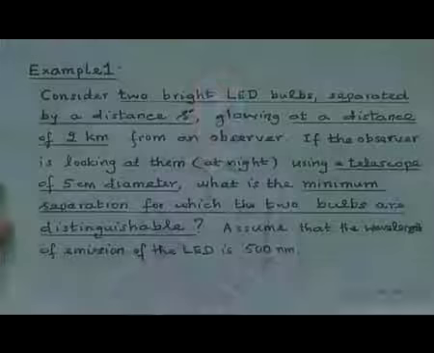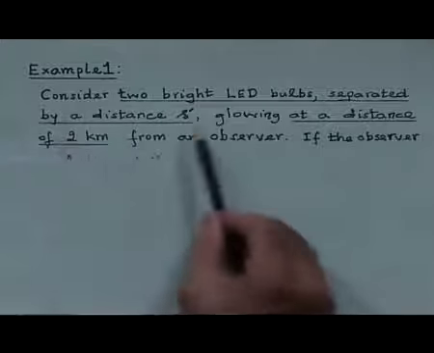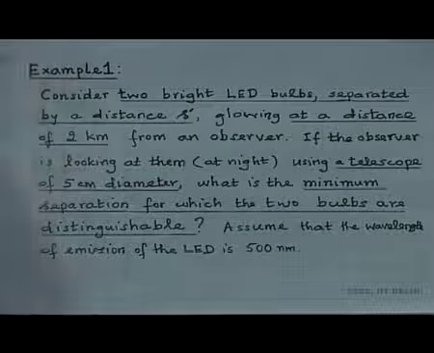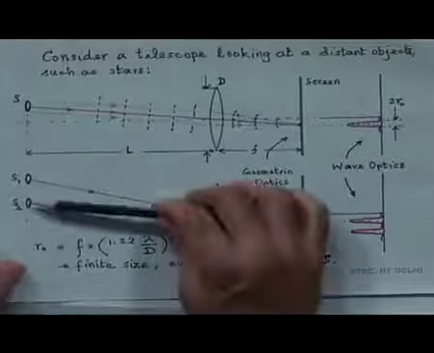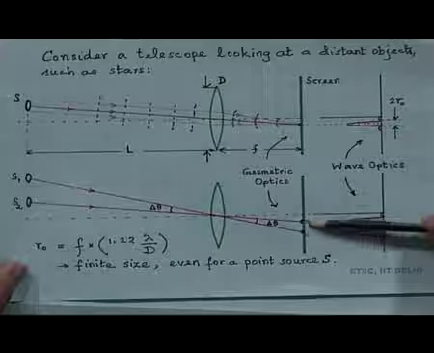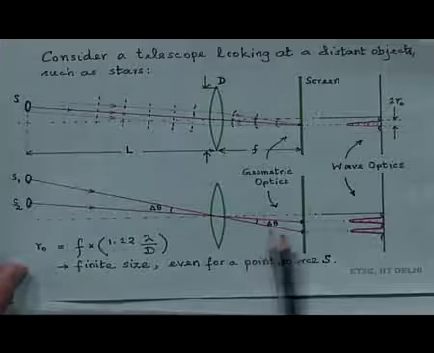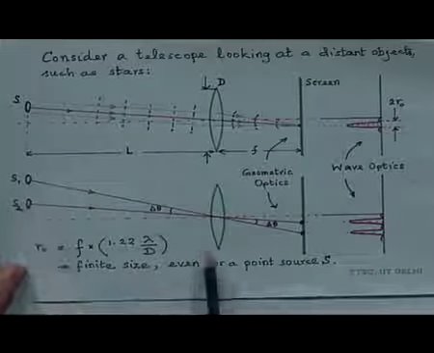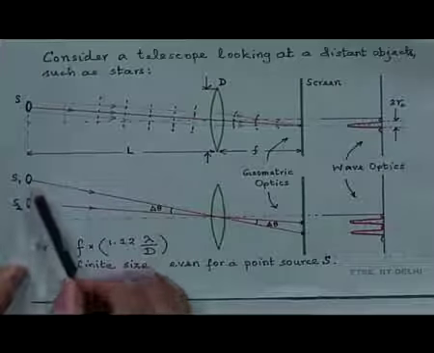Here, consider two bright LED bulbs separated by a distance S dash, the separation far away. Let me show you the diagram. S dash is the separation here and S is the separation on the image plane, and that is why we had f times delta theta as S. S dash is the corresponding separation of the objects, with the same angle, at a distance L. The objects may be at a far away distance L, and S dash is the separation between them.